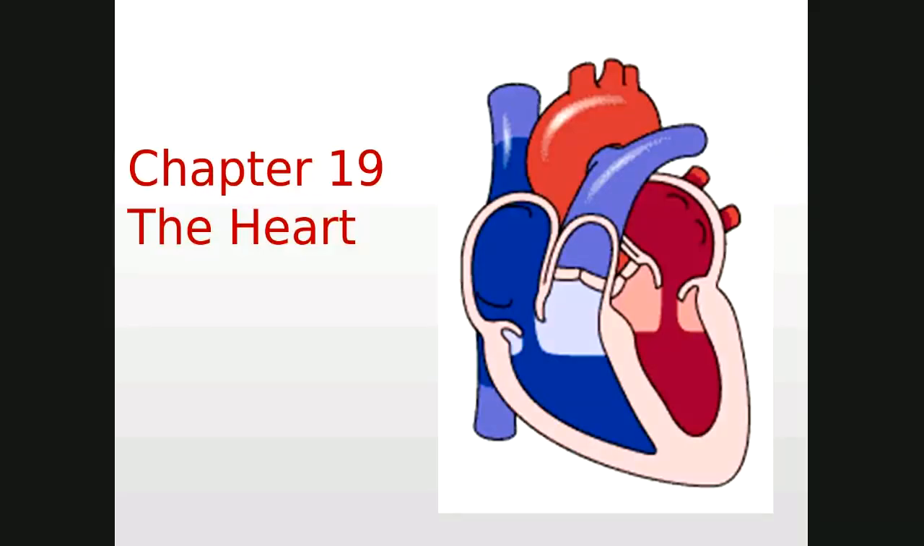Good morning, guys. In this part, I want to talk about chapter 19, about the heart. In this picture, you can see the internal anatomy of the heart. As you know previously, our heart has two atria: one of them is the right atrium, and the other one is the left one. And you can see two ventricles here, right and left ventricle.